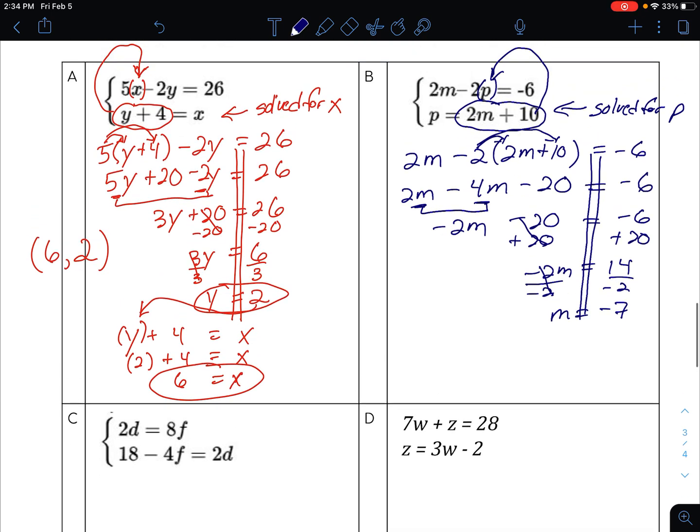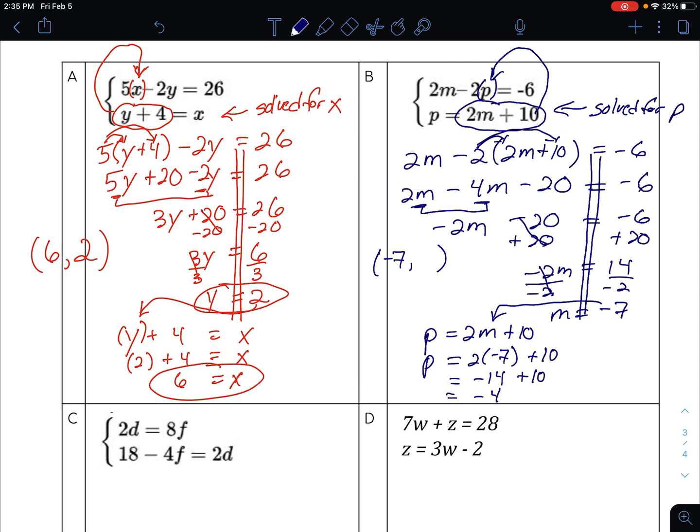So we have half of our solution. We've got the m value, and it looks like in the equation the m is kind of like the x value, so I'm going to put that first as our solution, so negative 7. And then to get p, my second equation is 2m plus 10, so I can pretty quickly figure out what p is by just substituting that into that equation. So 2 times negative 7 plus 10, that'd be negative 14 plus 10. Negative 14 plus 10 is negative 4. So p is equal to negative 4, m is equal to negative 7.